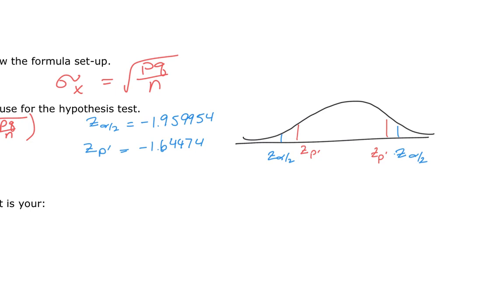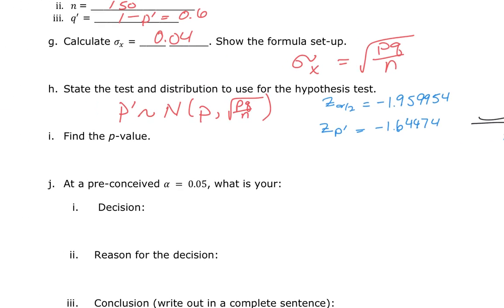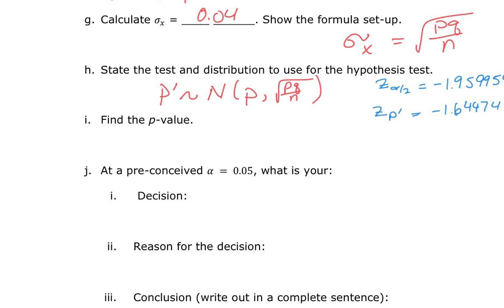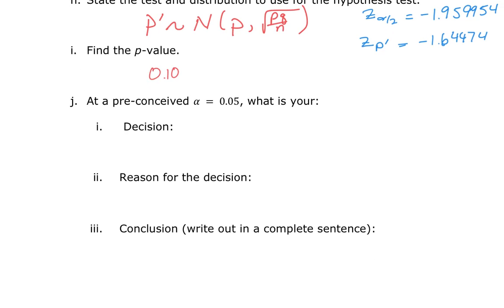We can do it without actually getting to the p-values. The p-values actually just make it clearer for us. Now my p-value calculated in my spreadsheet is 0.10. My decision, since my p-value is larger than my alpha, is I'm going to fail to reject the status quo. The reason is because my p-value is greater than alpha.